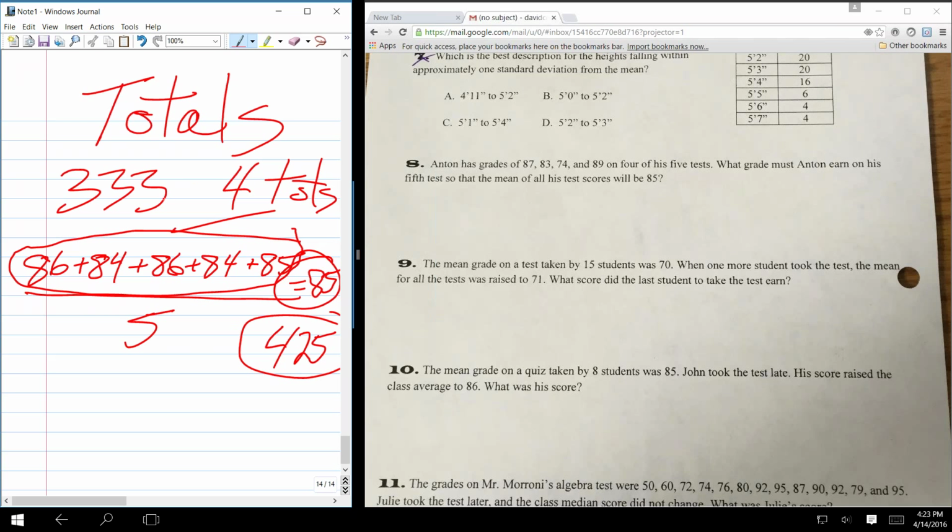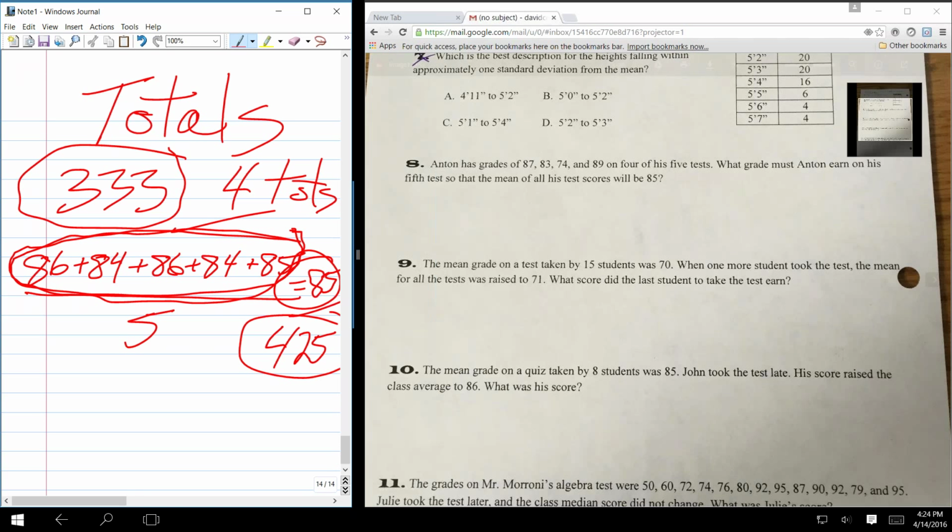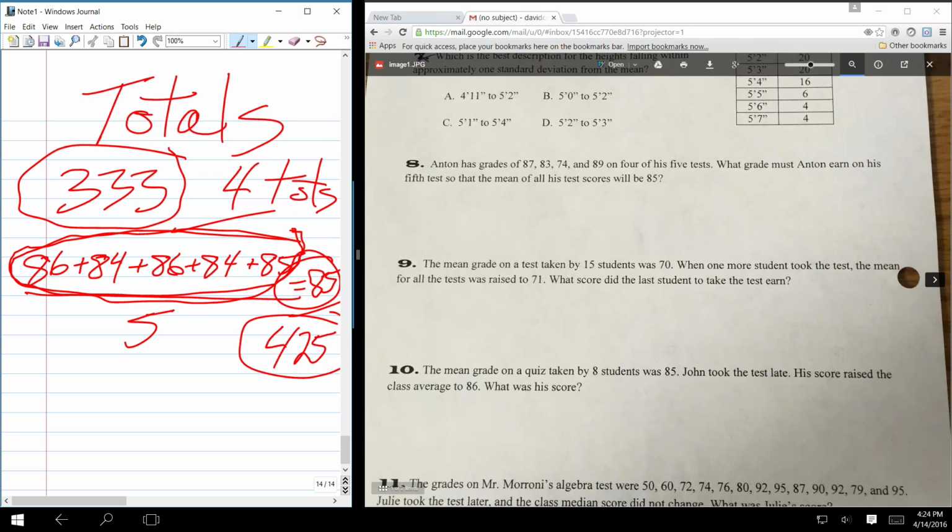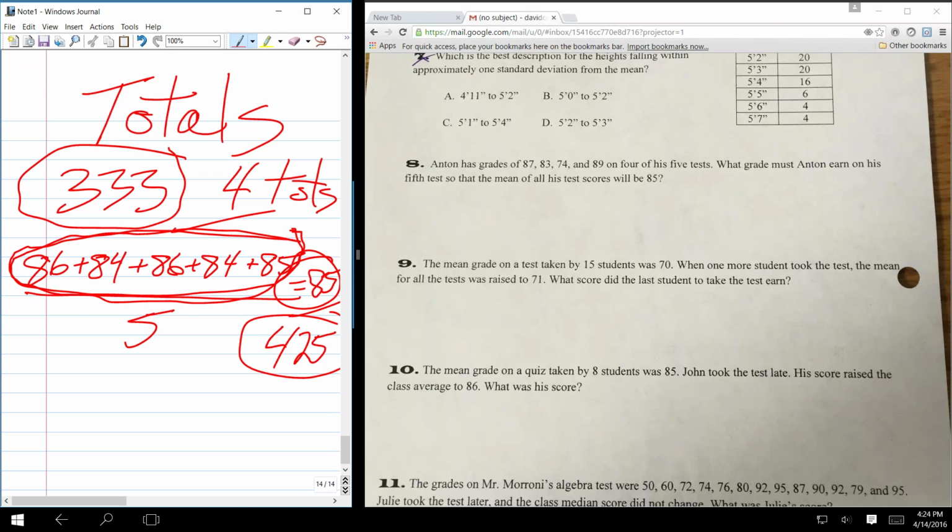Notice that this was not hard at all. Once I came up with the total of the first four, I don't even care what that average is, but the tricky part was figuring out what the totals must be in order to average 85 with 5 tests. Well, we would know we would have to total 425. So that tells you what your fifth score needs to be.